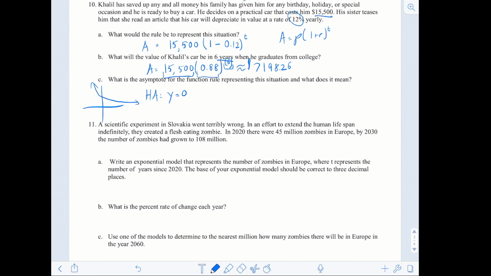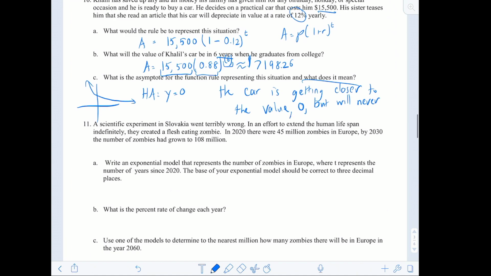And since it gets closer and closer to 0 but doesn't ever actually touch it, that means the value keeps getting closer and closer to 0, but the car will never be worth nothing. The car will always be worth something, but the value just keeps decreasing over time. And that's really what they're trying to describe here. So the car is getting closer to the value 0, but will never be worth nothing.